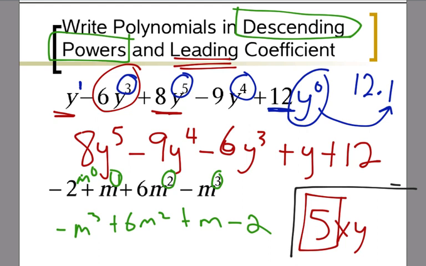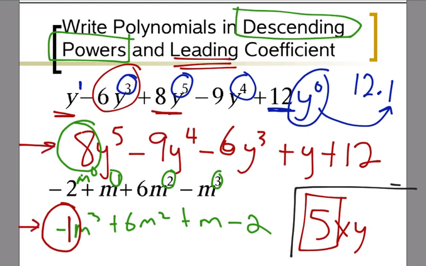Now, this only happens when you have it in descending order, so the leading coefficient for the first problem is the 8, and the leading coefficient for the second problem is there's a negative 1 there. It just has a negative sign, but there's actually a negative 1. Okay? So leading coefficient for the first term was 8, the second one was negative 1.